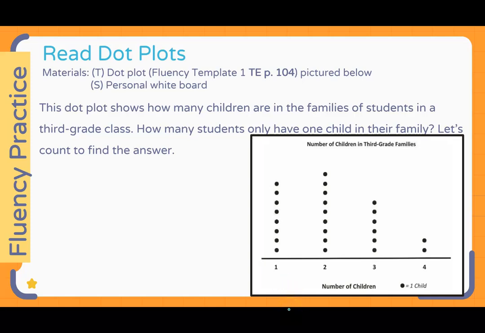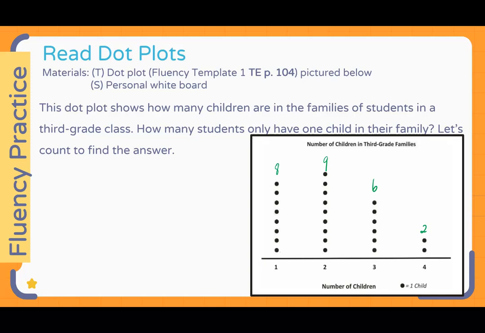So what we're going to do is count. We're going to count by ones because each dot is 1 child. So we have 1, 2, 3, 4, 5, 6, 7, 8. 1, 2, 3, 4, 5, 6, 7, 8, 9. 1, 2, 3, 4, 5, 6, and 1, 2. So there are my numbers.